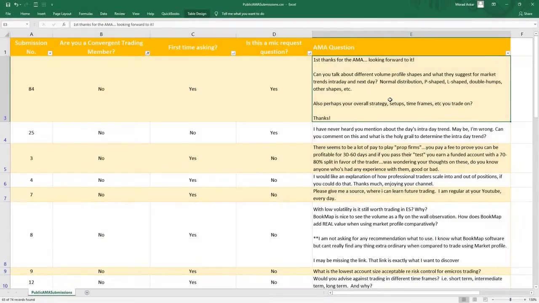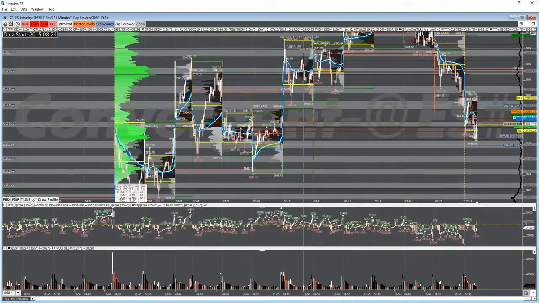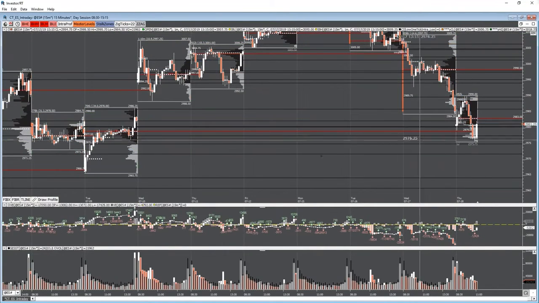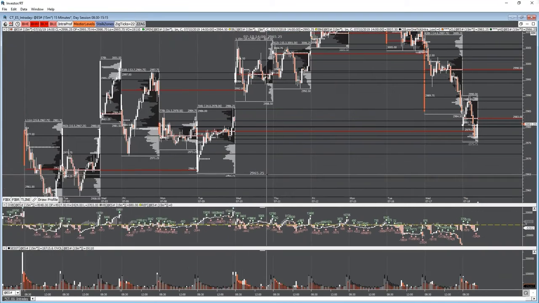Can you talk about different volume profile shapes and what they suggest for market trends intraday and next day: normal distribution, P-shaped, L-shaped, double humps, and so on. We'll talk about this for a little bit. So there are different profile shapes. Let me clean this chart up for you so we can see a little bit.